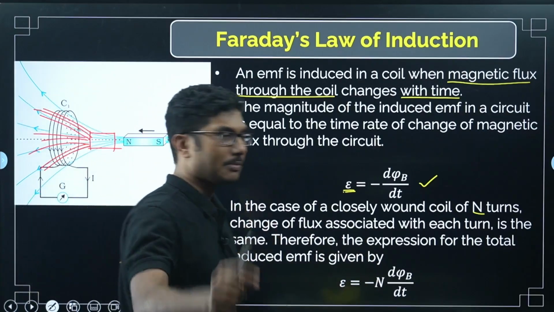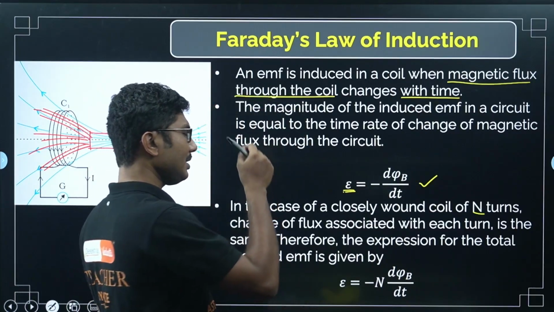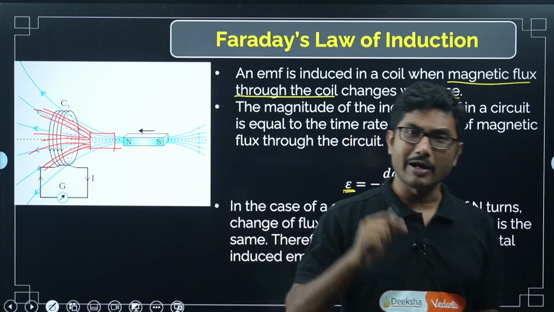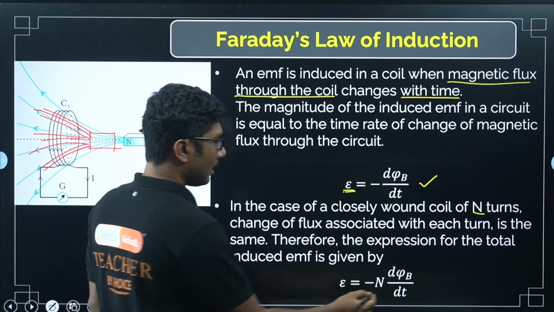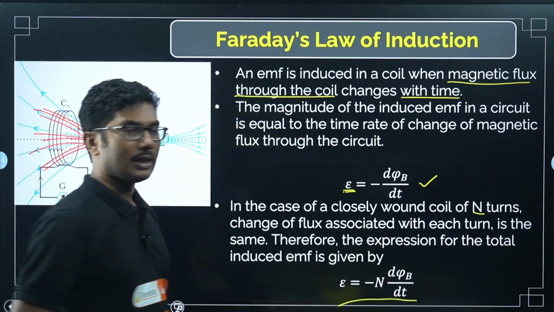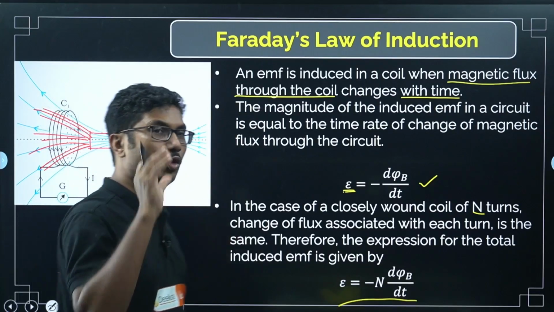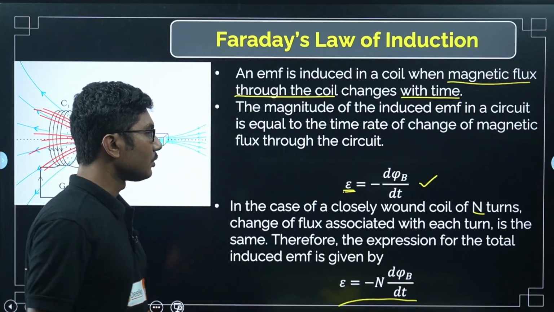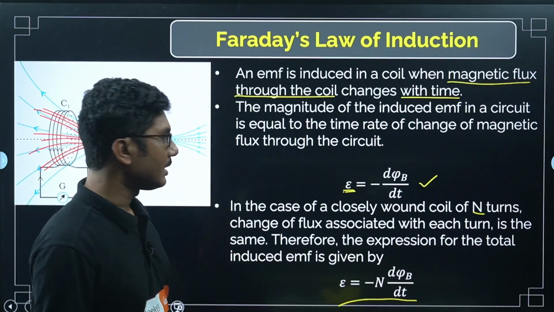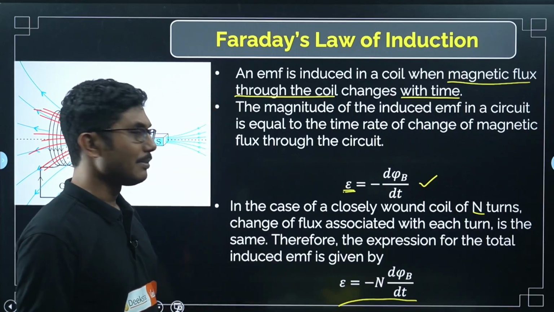Just remember, minus d phi by dt is the EMF associated with a single coil, and if you multiply with n, that becomes the EMF associated with the coil, because a coil generally has more than one turn. A loop means one; a coil means multiple loops. So when n turns are associated, the formula becomes minus n d phi B by dt.